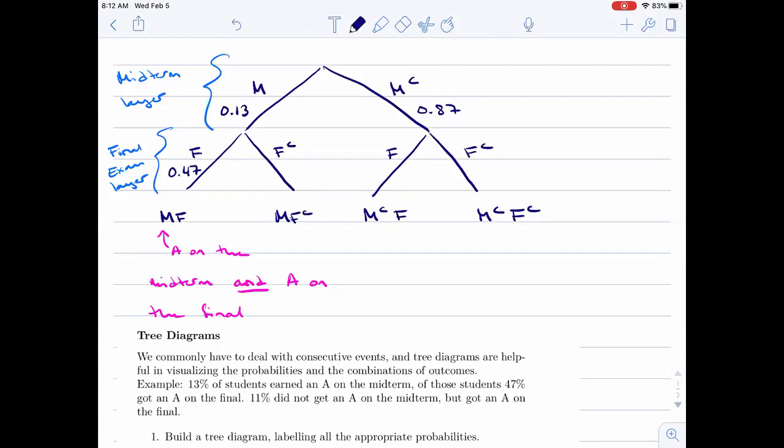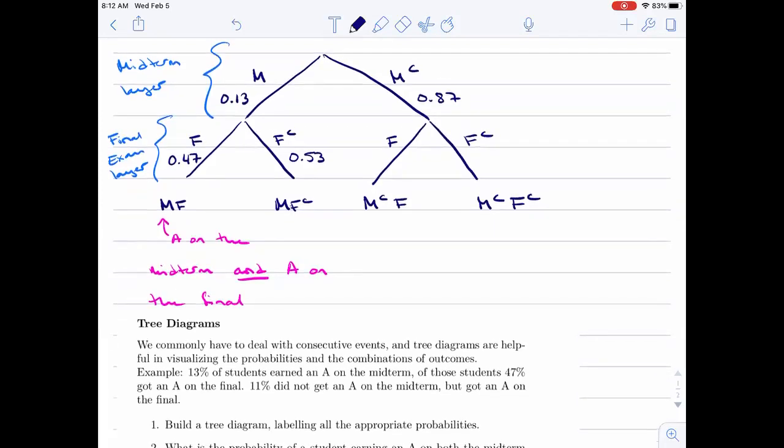Okay. Which means if you got an A on the midterm, but didn't get an A on the final, what's the probability of that? It's going to be 1 minus 0.47, 0.53. Okay. So each set of branches has to add to 1, right?